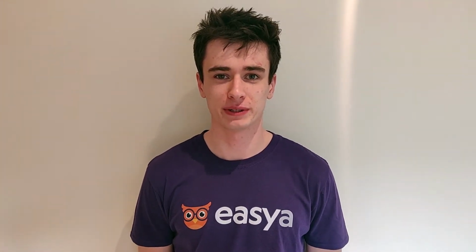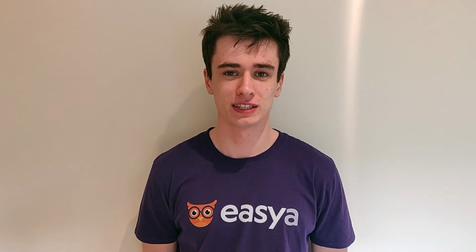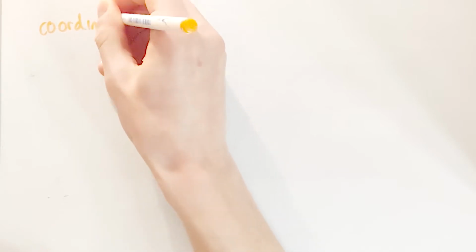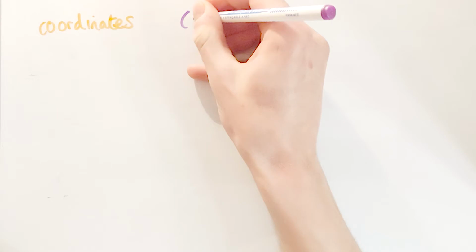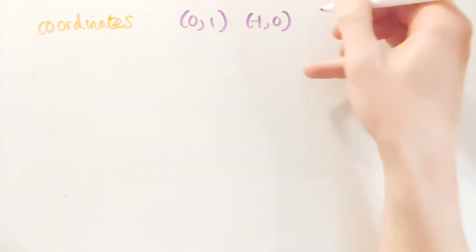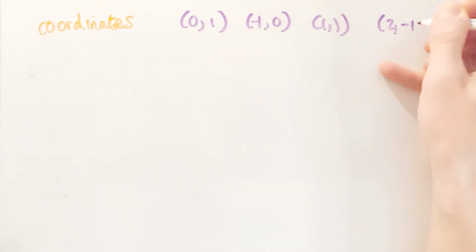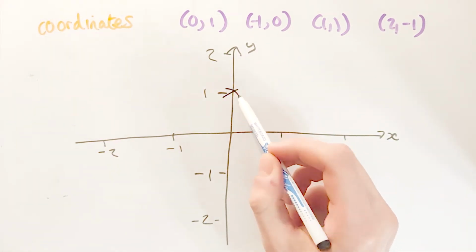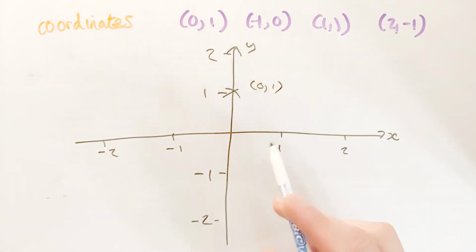This video is going to be on straight line and quadratic graphs. So let's get started. Let's start with coordinates. Coordinates show the position of a point on a set of axes. They are written in a bracket. The first number defines the position along the x-axis and the second number defines the position along the y-axis. Usually the x-axis is the horizontal axis, whereas the y-axis is the vertical axis.